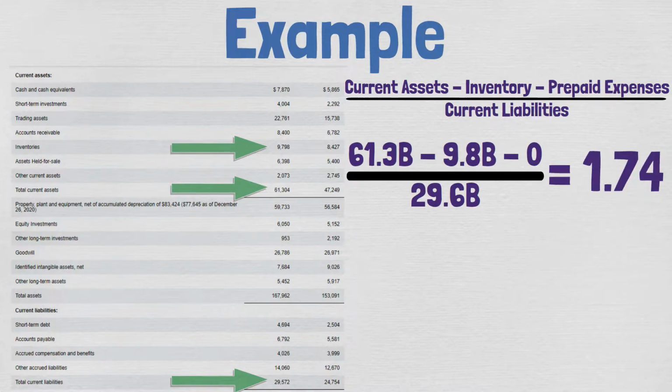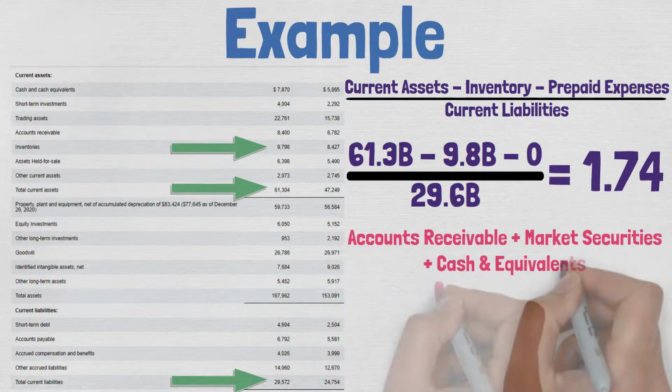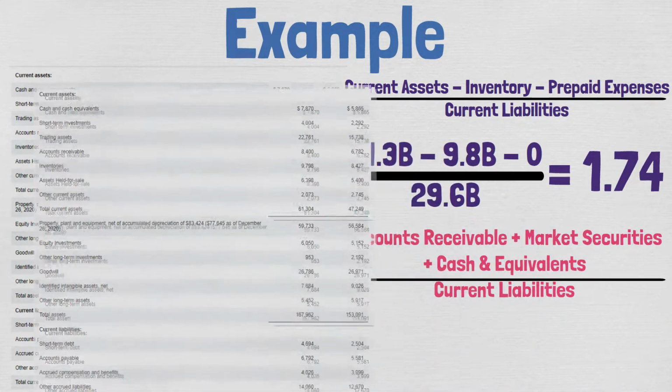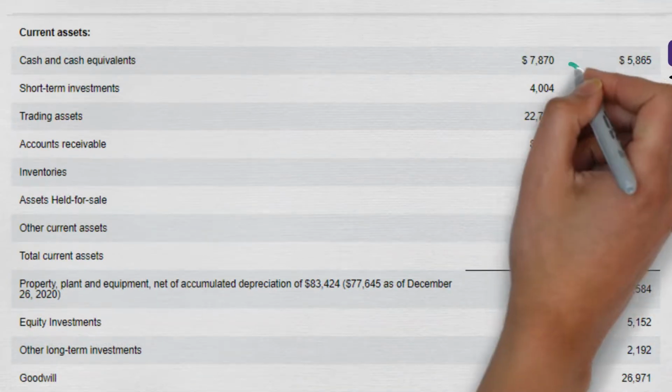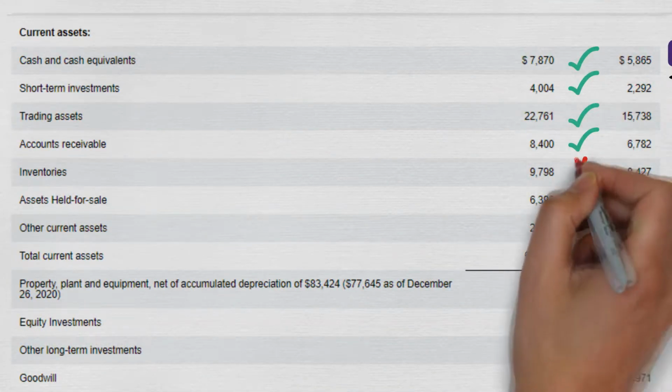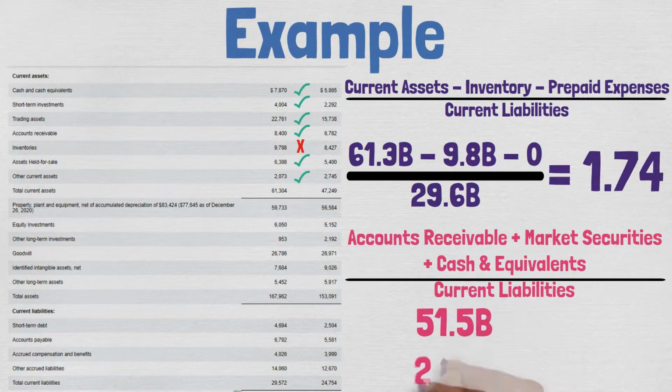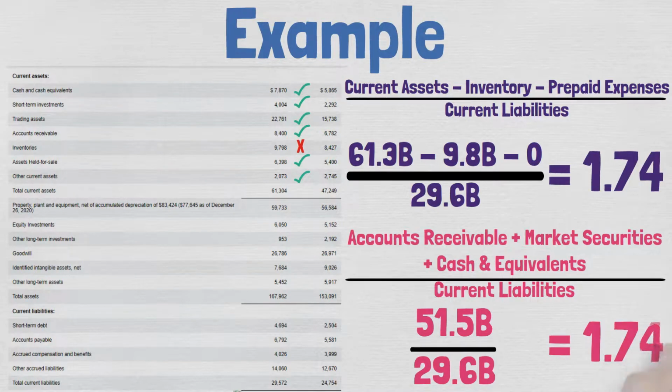For the second formula, we need to find all the assets that can be quickly converted into cash. Quick in this case means something like in a quarter, aka in 3 months. For Intel, it's all of these shown on the screen. These add up to $51.5 billion divided by the current liabilities of $29.6 billion, which is the quick ratio 1.74.